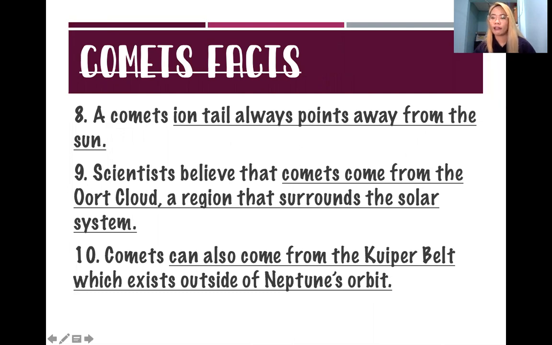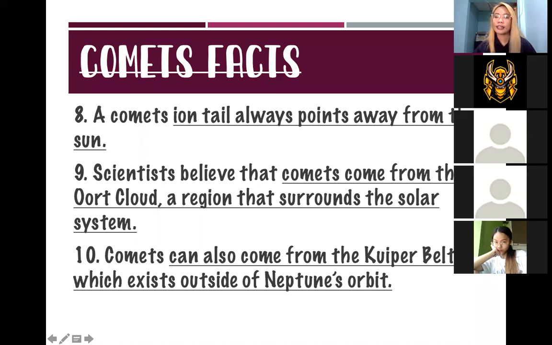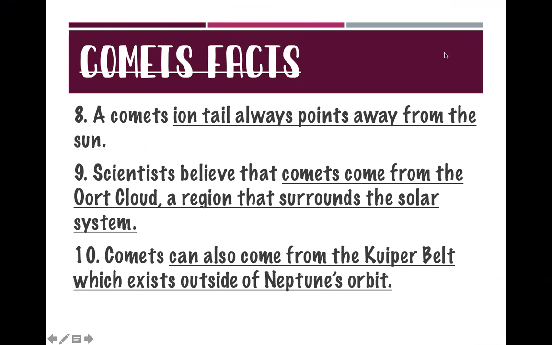And scientists have two theories on the origin of comets. So saan daw ba nanggaling ang comets? So scientists, they only have two areas or two regions in our solar system and in the galaxy where they think comets were actually created or where they come from. So the first one is the Oort cloud. The Oort cloud is a region that surrounds our solar system. So siya yung medyo mas malayo.